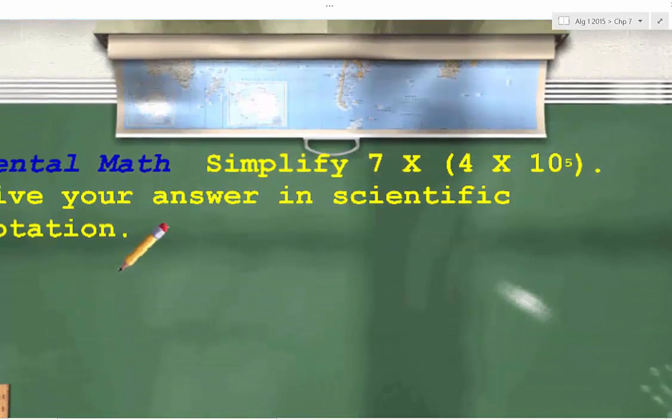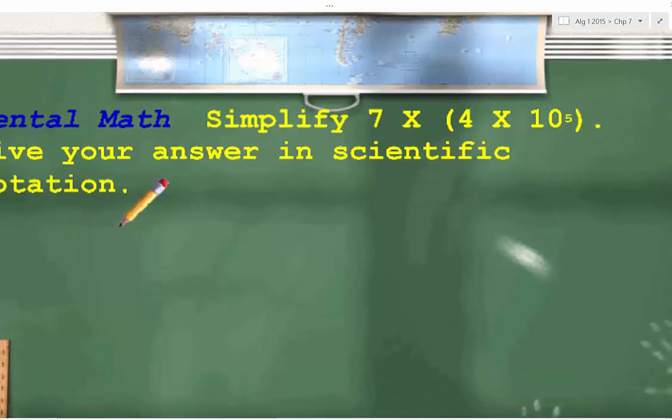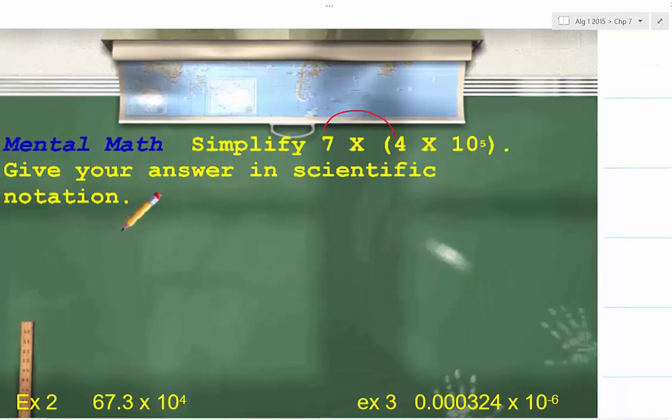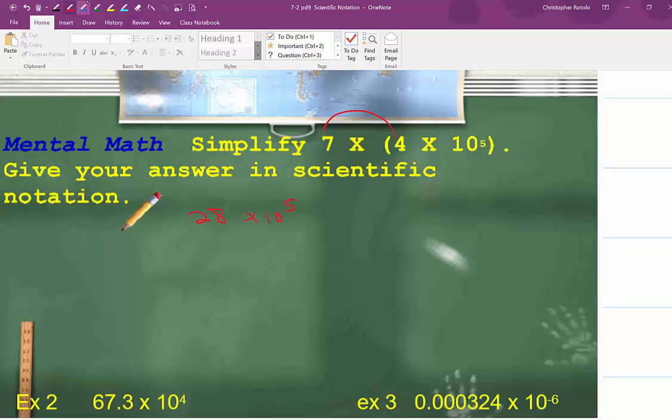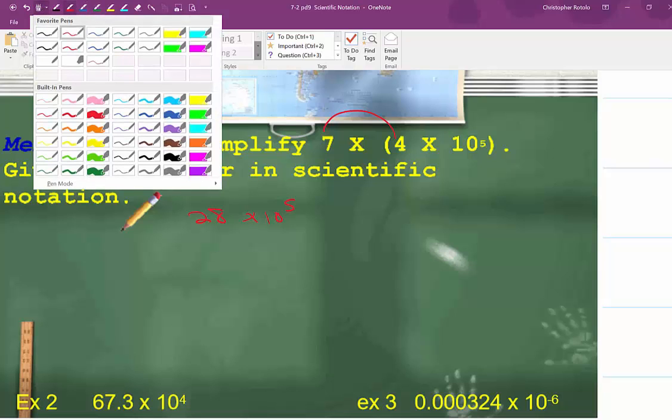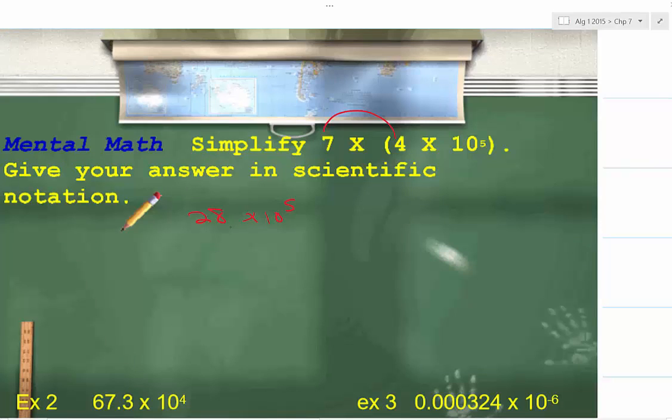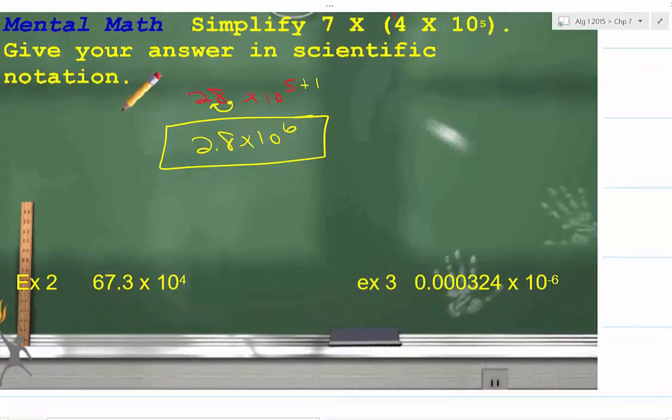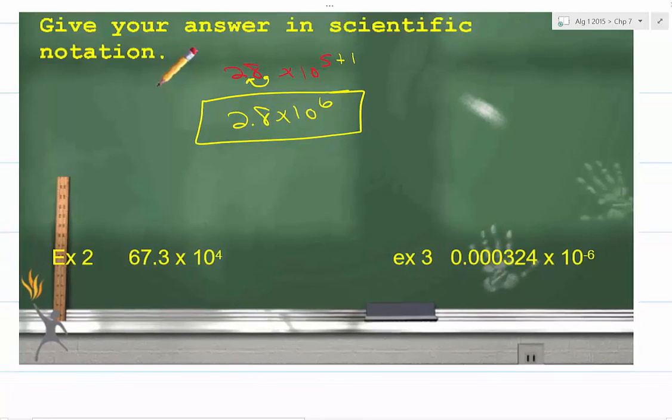Alright. So, if we want to multiply, here we go. 7 times 4 is 28 times 10 to the 5th. And hopefully what you have picked up in the last few problems is that this is too big. So we have to move it, too big by one place. We're going to do plus 1 on the exponent. So 2.8 times 10 to the 6th would be the proper scientific notation. Okay, so that's a result from our multiplication.